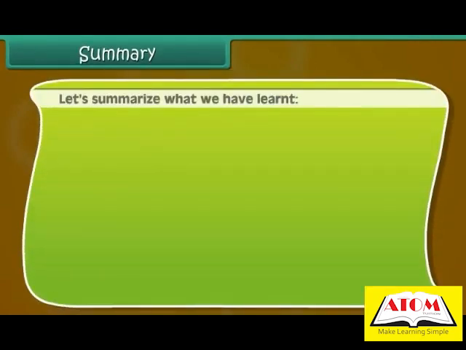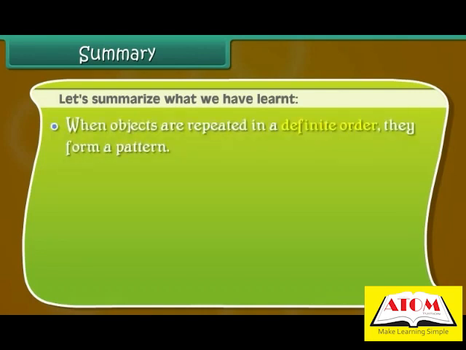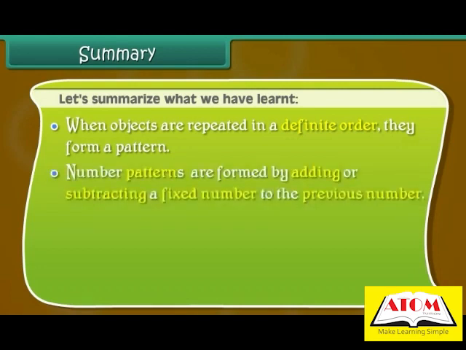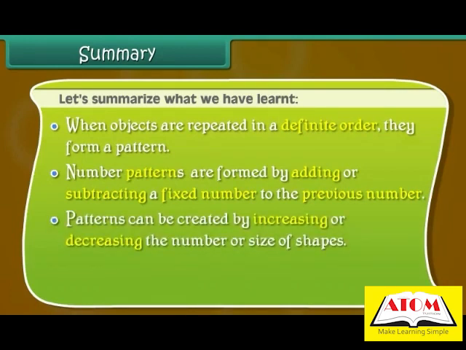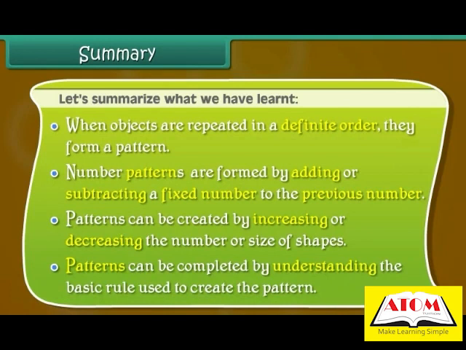Summary. Let us summarize what we have learnt. When objects are repeated in a definite order, they form a pattern. Number patterns are formed by adding or subtracting a fixed number to the previous number. Patterns can be created by increasing or decreasing the number or size of shapes. Patterns can be completed by understanding the basic rule used to create the pattern.